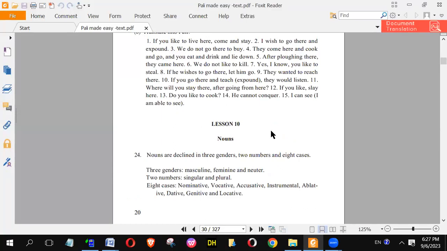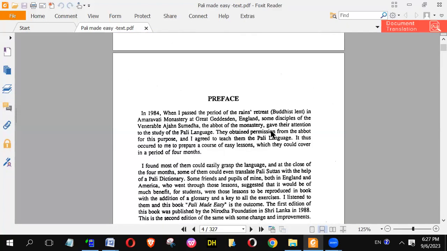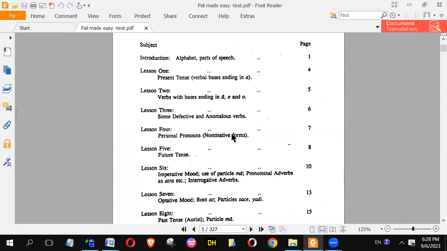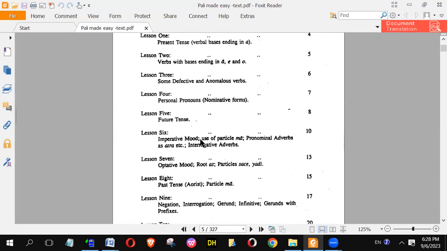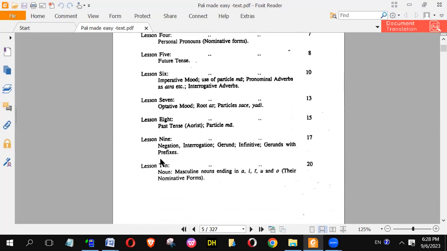All right. Lesson 10 now. Before this lesson 10, what we learned so far is only verbs, action. We already learned the present tense, lesson 1. Then the personal for now is only the I, you, and so on. We learned the future tense, lesson 5. Lesson 6, the imperative mode with the ma. 7, optative with the aya. 8, the aorist, with the ma also. 9, the gerund and infinitive. So from lesson 10 onwards, we start on the noun.